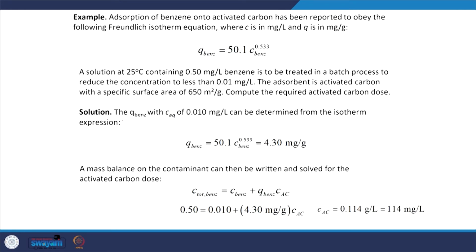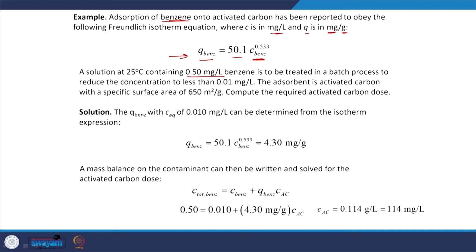And then another example here. So we have Freundlich information for a particular compound. What is this compound? I guess it is benzene. Adsorption of benzene onto activated carbon has been reported to obey the following Freundlich isotherm equation, where C is concentration of benzene in the aqueous phase in milligrams per liter, and Q is the concentration of benzene in milligrams adsorbed onto gram of the activated carbon. So this is what we have. So 25 degrees centigrade and all that, fine.